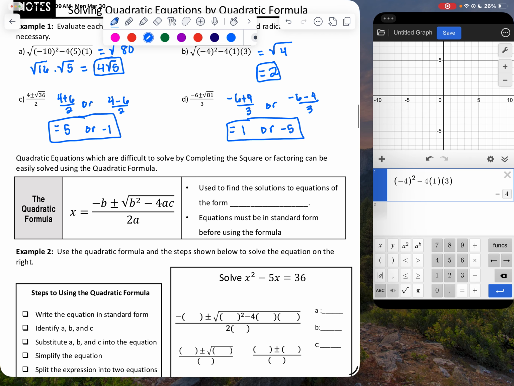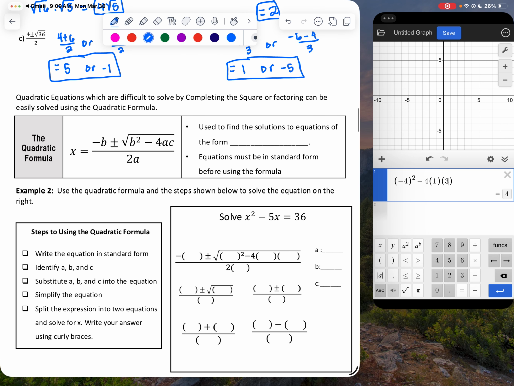Now, in our next set of examples, we'll be using something called the quadratic formula. The quadratic formula is one of the most important formulas you're going to learn in this course. And the reason it's so important is it will solve any quadratic equation in the world. So if you hate to solve by factoring, quadratic formula will work for you. If you hate to solve by completing the square, quadratic formula will work for you.